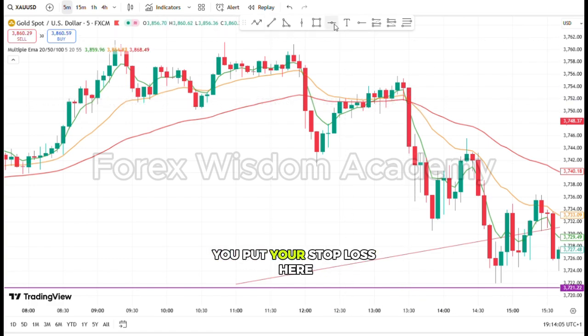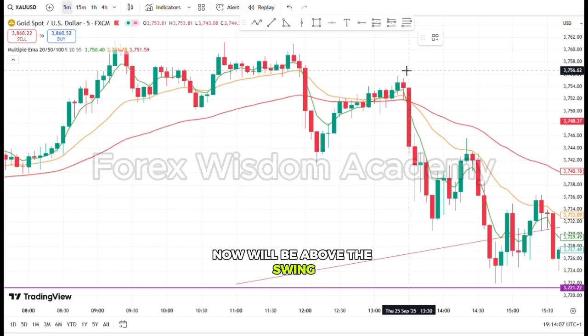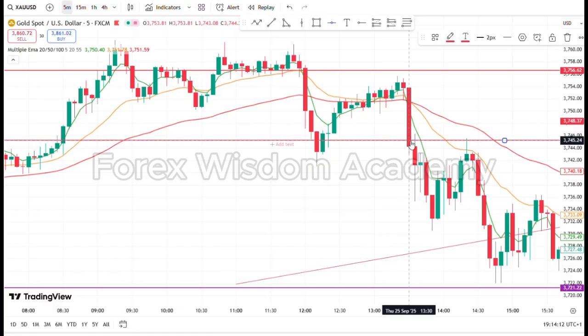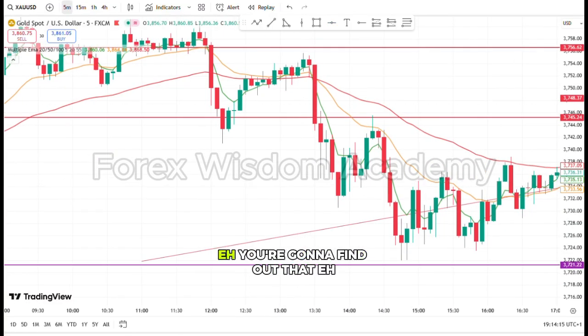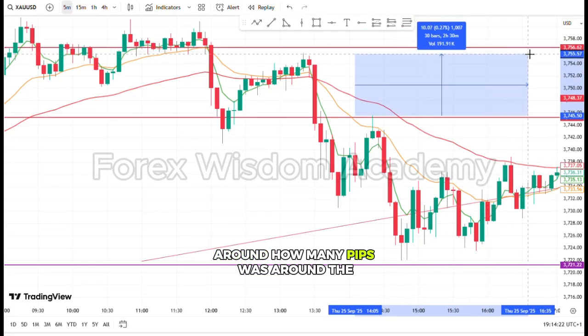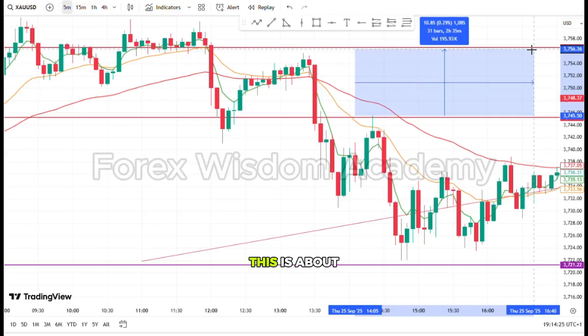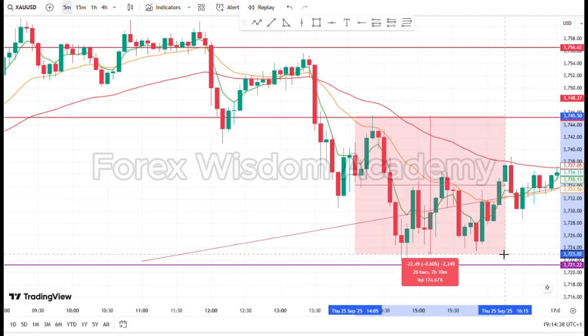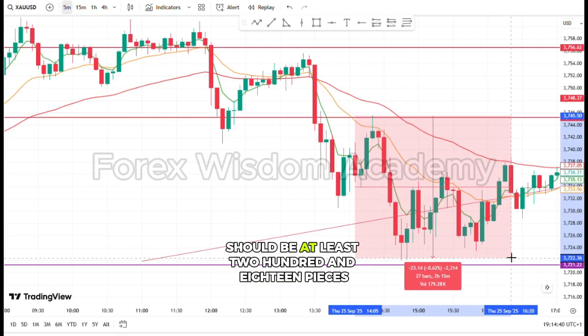So for this one, you put your stop loss here, above the swing. Your entry would have been around here because this was a candle that crossed. And then when you measure this, you are going to find out that your trade was around how many pips? This is about, wow, this is even so much. I think this is about 109 pips. To make how many pips down? 200 pips, at least 218 pips.